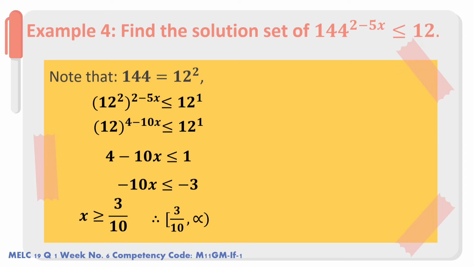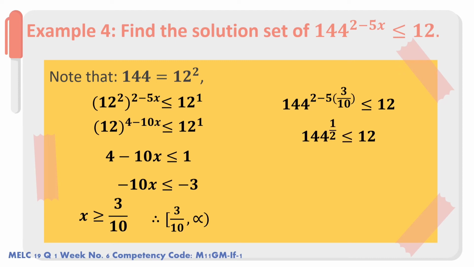Therefore, we can say that the solution set is the set from 3 over 10 to positive infinity. To check, let us get 3 over 10. Since the inequality includes equality, 3 over 10 is included in the solution set. Substitute that to the x of the original inequality. We will have 144 raised to 2 minus 5 times 3 over 10. Is it less than or equal to 12?